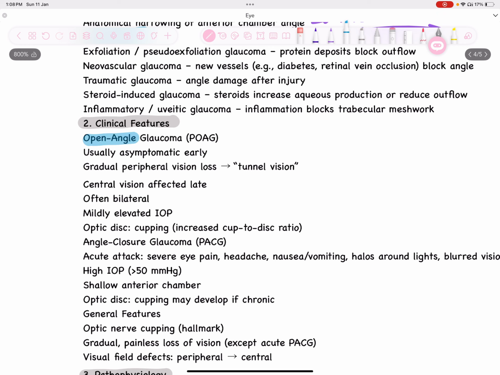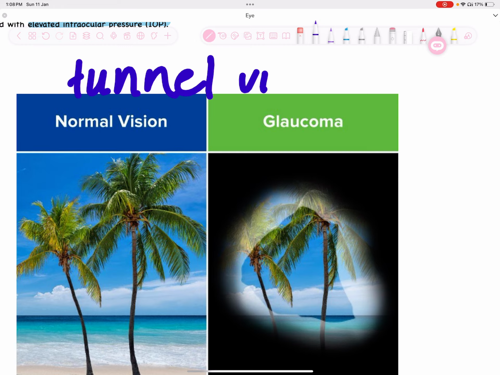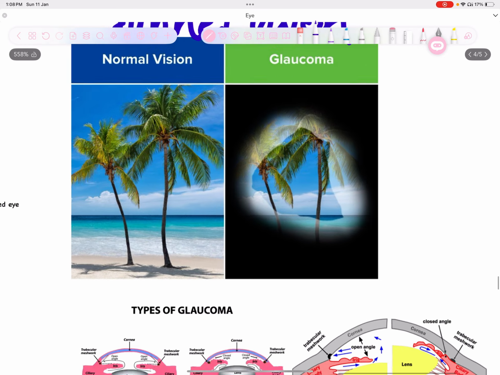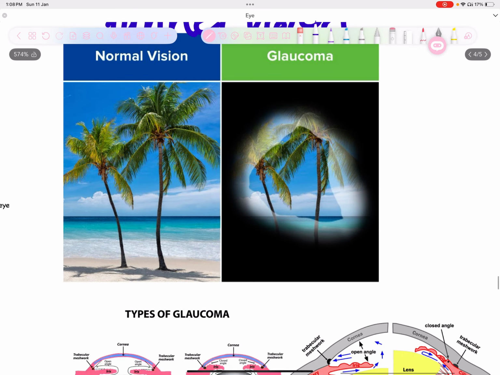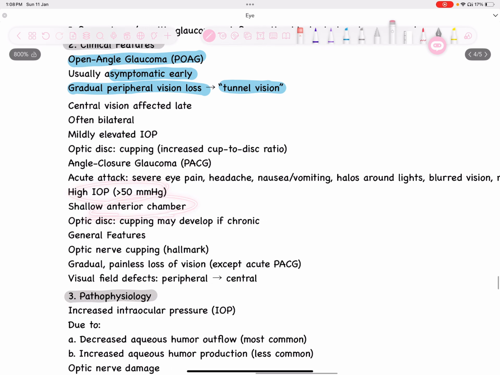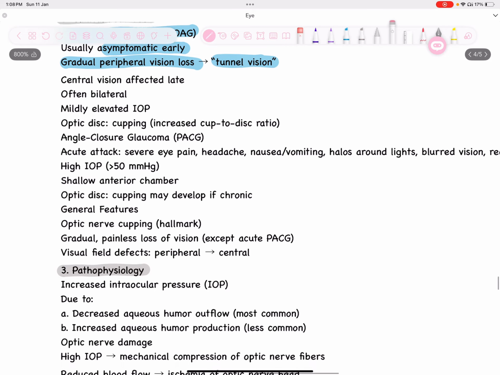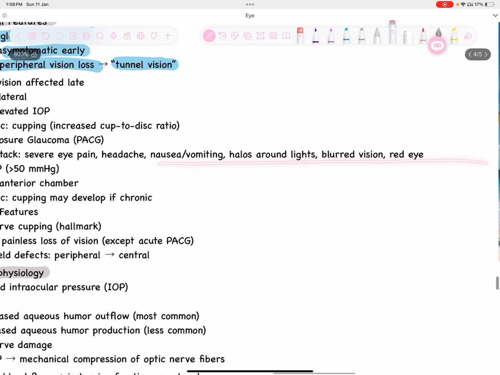Now, clinical features for open angle glaucoma: usually asymptomatic early on, gradual peripheral loss, and there is very important tunnel vision. So I should have mentioned this first, that in glaucoma it is very common to have a tunnel-like vision. So this is the vision that people with glaucoma see, which is so sad. Central vision is affected late. It's often bilateral, in both the eyes, with mildly elevated intraocular pressure. So right now we're referring to open angle glaucoma, and there are these symptoms.